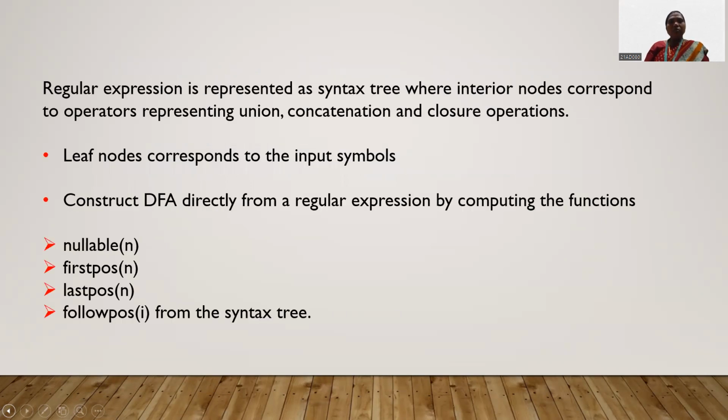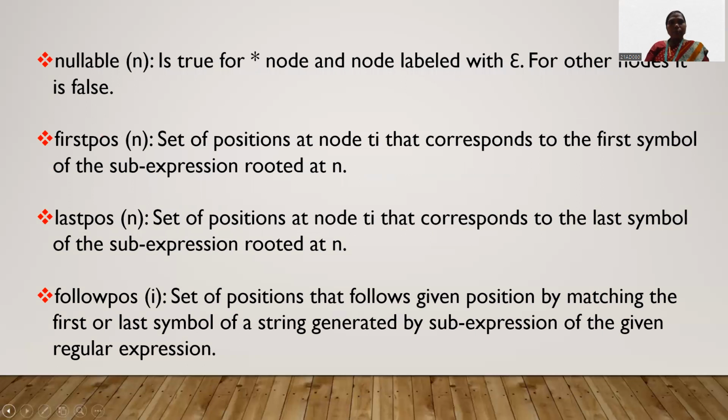The regular expression is represented as a syntax tree where interior nodes correspond to operators, representing union, concatenation, and the closure operations. Leaf nodes correspond to the input symbols. Now, construct the DFA directly from a regular expression by computing the functions nullable of n, firstpos of n, lastpos of n, and followpos of i from the syntax tree. Let us see what each is. Nullable of n is true for a Kleene closure node and the node labeled with epsilon. Nullable means empty. For other nodes, it is false.